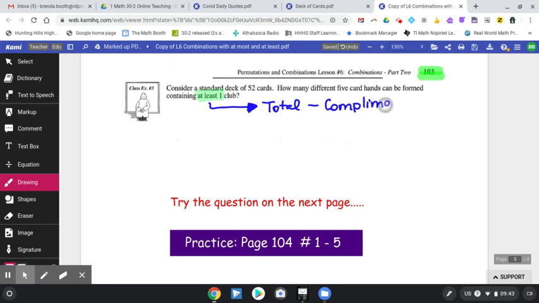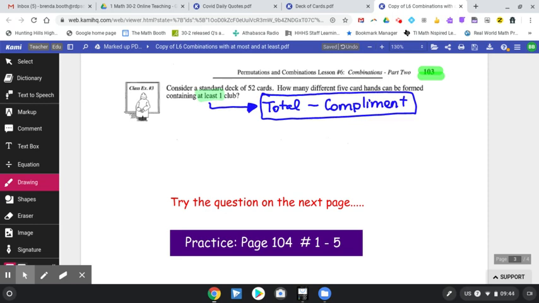Now, we've seen that word before. We've talked about it like it's the opposite, or in set theory, we said complement is kind of like putting the word "not" in front of it. So let's see what it would look like in this particular question. The way I have it here in the blue box is the way we would do it for any question that says "at least one." This is going to be our plan.